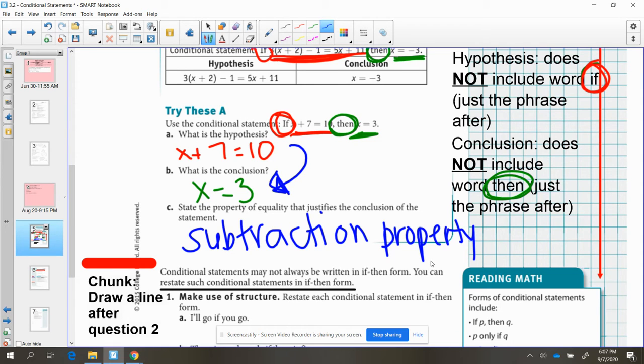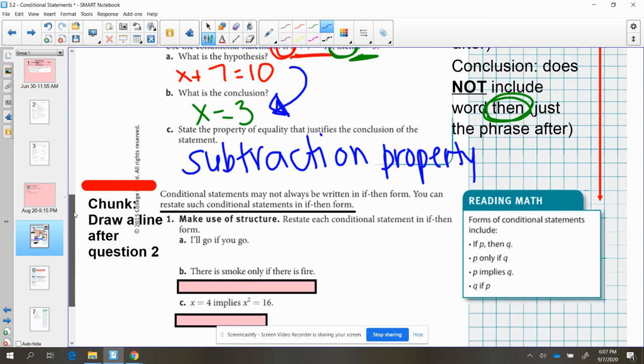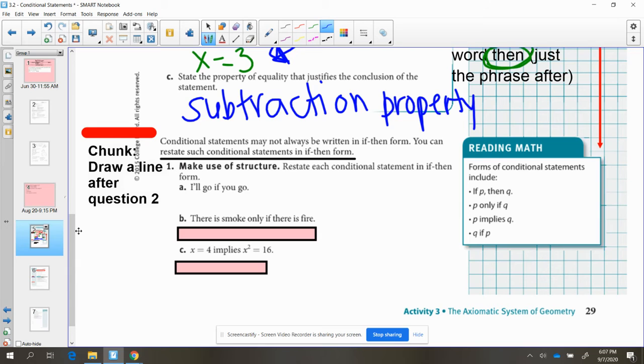Okay? Now, sometimes you are going to see these slightly switched around, that it's not always going to be in an if-then format, but we can rewrite them so that it is in an if-then format. So take special note of this reading math box to help us do that, so we can properly put the P's, the hypothesis, and the conclusions, the Q's, in the right spot.